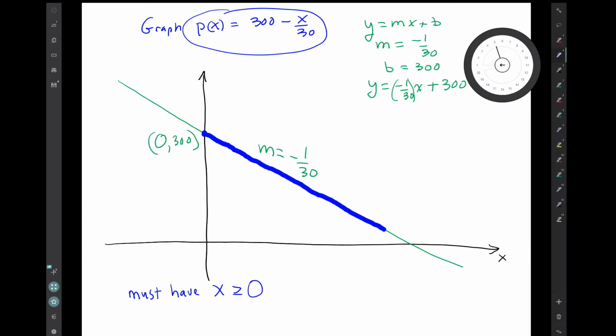Also, you can't sell items for a negative price, so we have to have price greater than or equal to 0 as well. So there's the graph of the price function. It is not the entire green line. The green line is the graph of the abstract equation, y equals negative 1 over 30 times x plus 300. So we need to find the domain of this function. So that means we're going to need to find the coordinate of this point, the x-intercept.